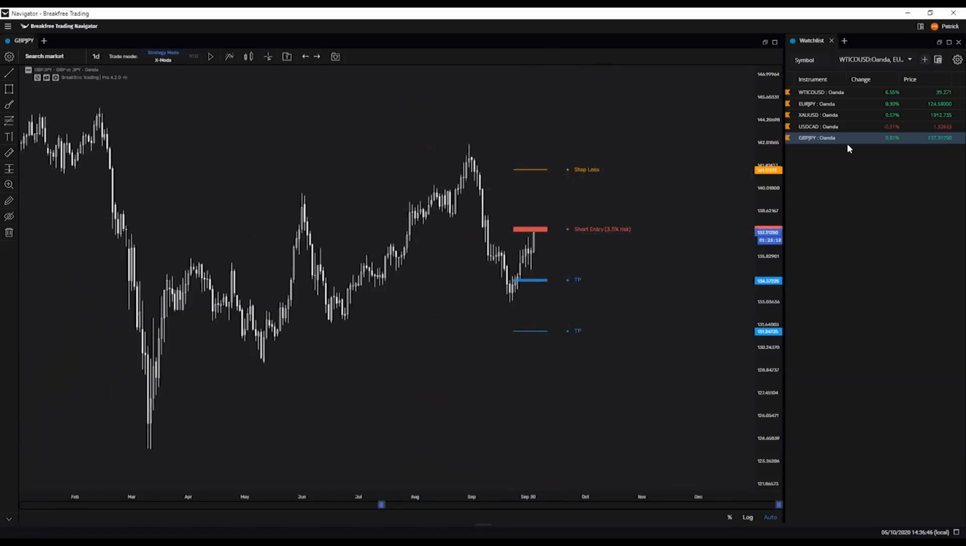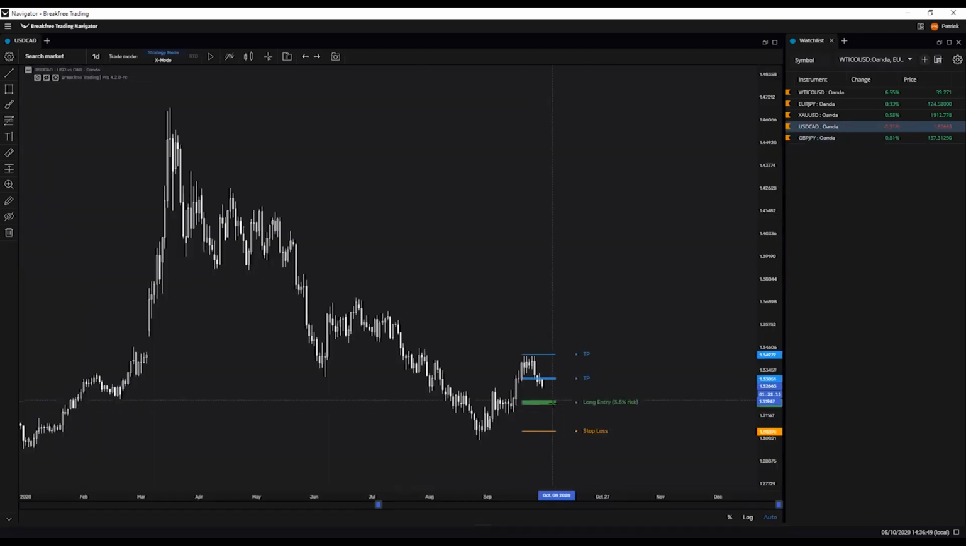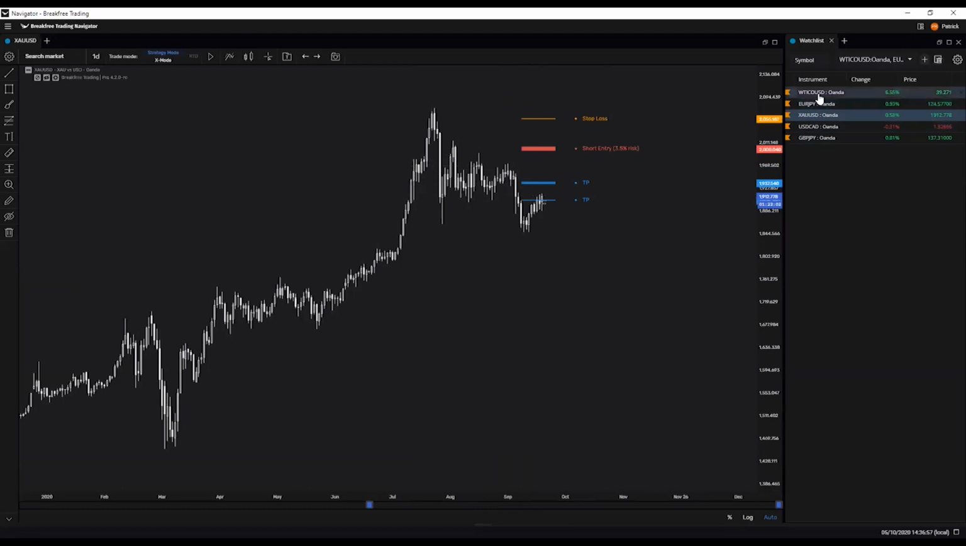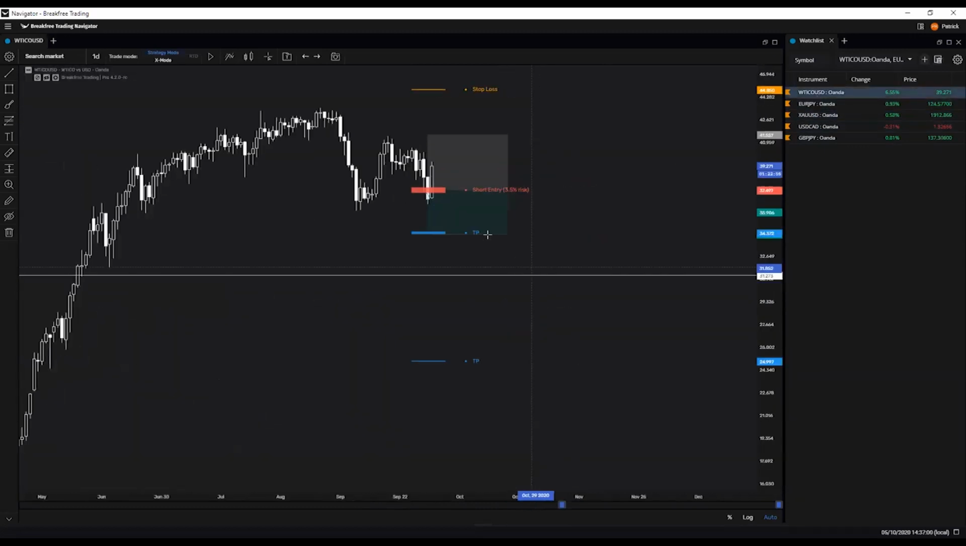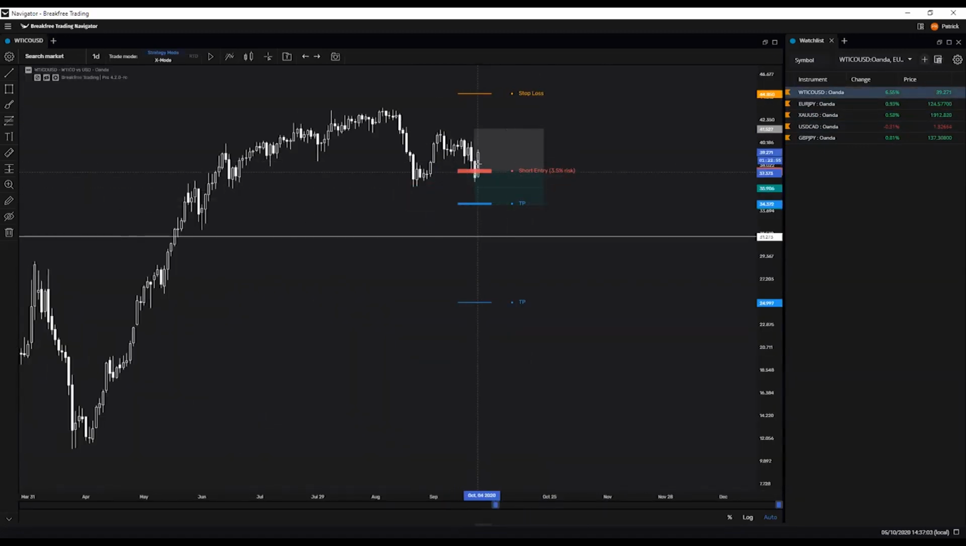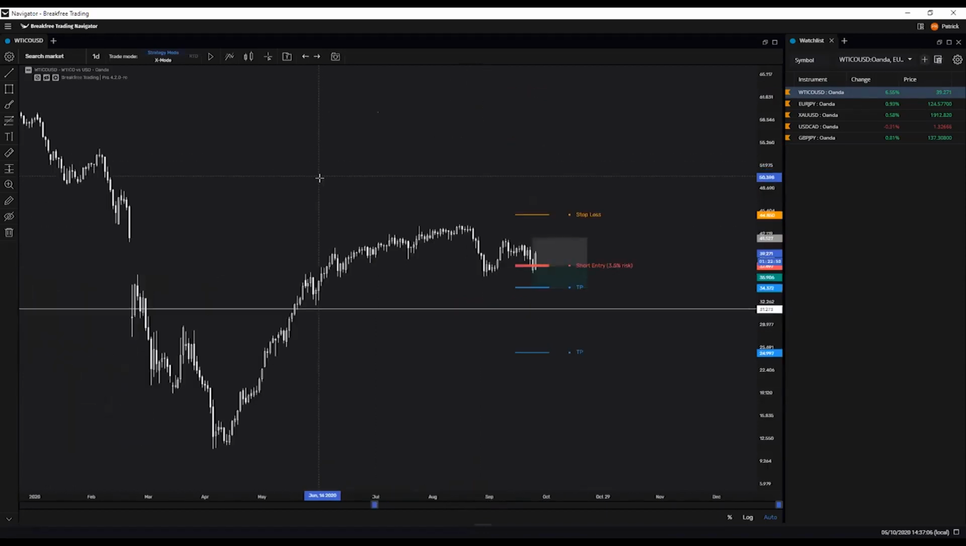So about to hit entry in this. USD CAD looks like it's going down into entry 2. Let's have a look at gold. Gold is pushing up. Oil pushed up a bit today. So it has had a pretty big bounce on the short. So we'll see what it does over the next few days.